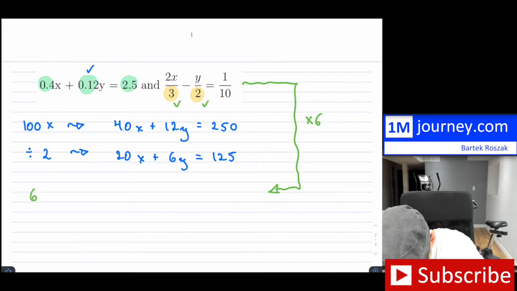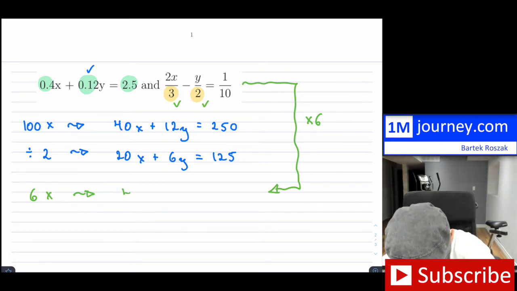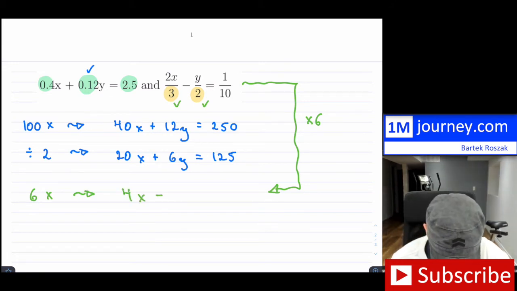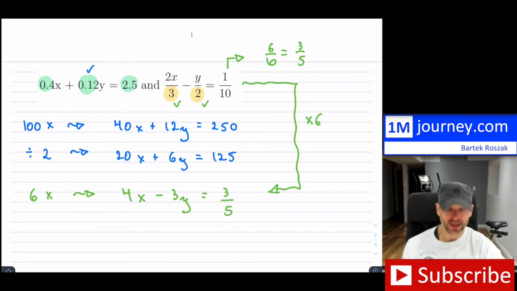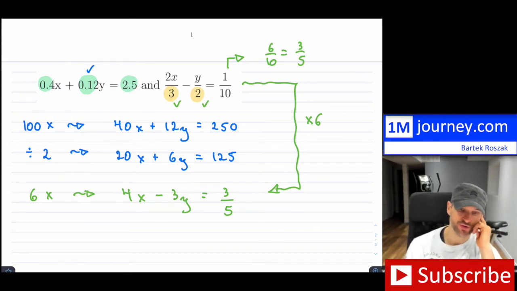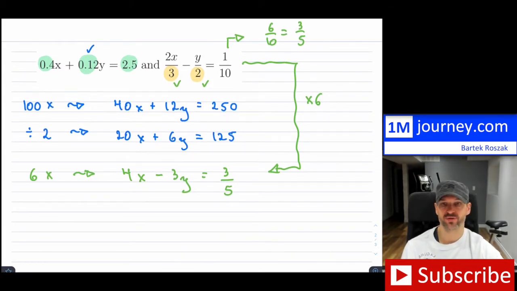Multiplying by 6, 3 goes into 6 two times, so I'm going to get 4x, minus the 2 goes into the 6 three times, so that's going to be 3y, is equal to, right here, 6 over 10, which is just 3 over 5 in reduced form. Now, if I didn't want to have that 3 over 5 there, I can get rid of that 5 in the denominator entirely by simply multiplying by 5. So let me do that.